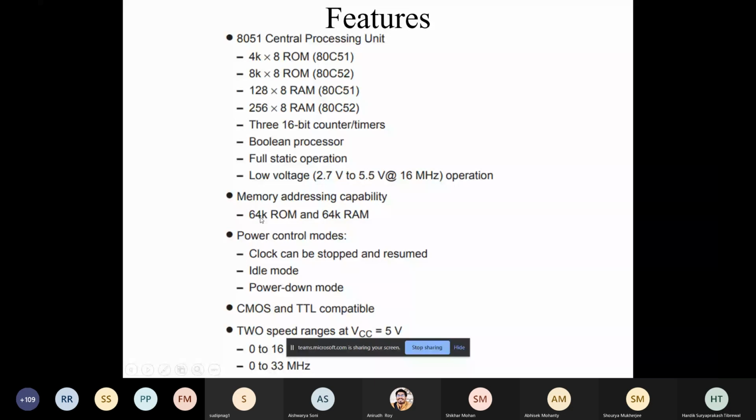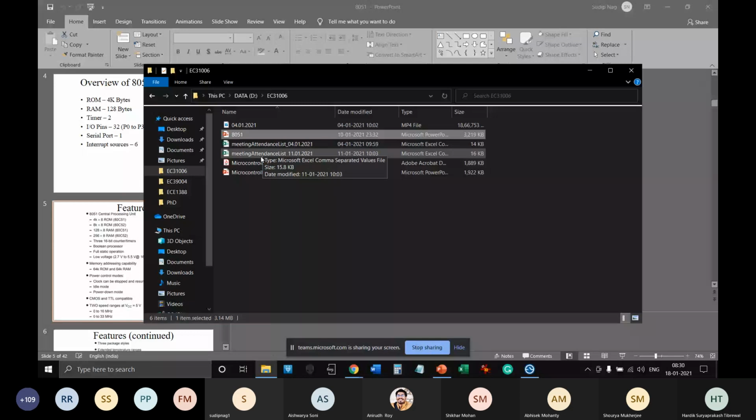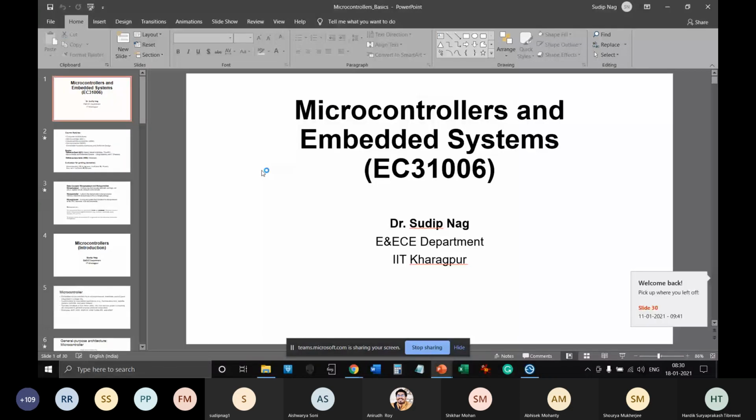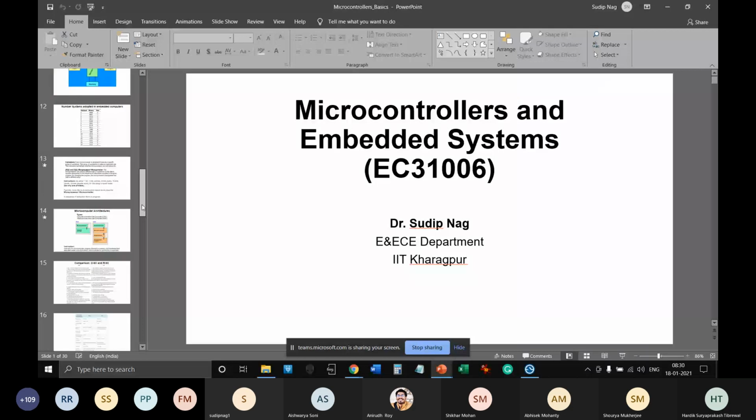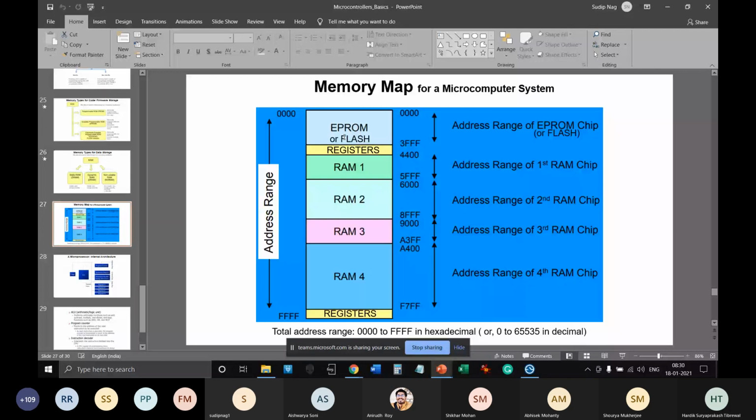0000 to FFFF. So let me find out the older slide. Here, this diagram. So we discussed memory mapping, 0000 up until FFFF. So this is 64K locations in binary. Okay, so that means there are 16 bits of address.